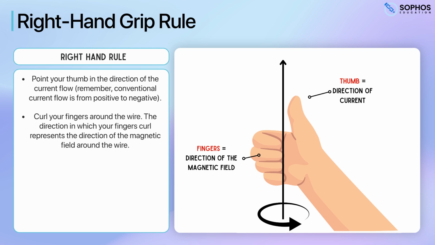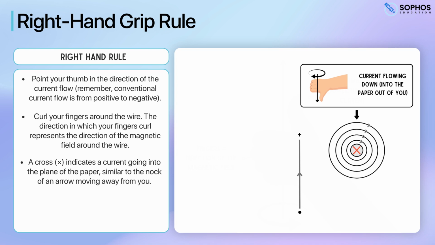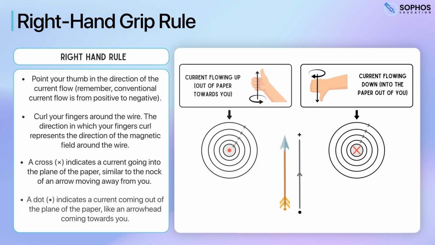In diagrams or exam questions, the direction of current can be represented using dot or cross symbols. A cross indicates a current going into the plane of the paper, similar to the tail of an arrow moving away from you. A dot indicates a current coming out of the plane of the paper, like an arrowhead coming towards you. Using these symbols and the right-hand grip rule helps in correctly interpreting and drawing the direction of the magnetic field in various scenarios.